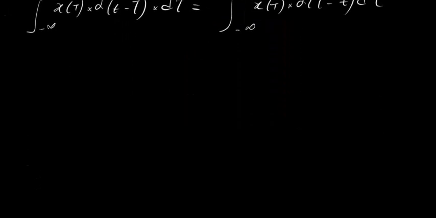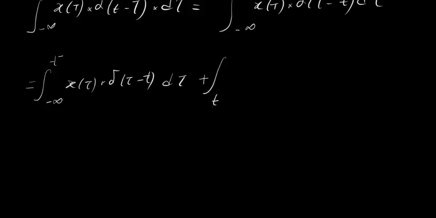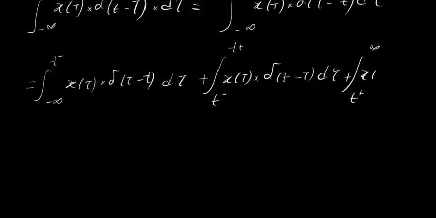All right, and that integral is the integral from minus infinity to just to the left of t of x of tau delta of tau minus t, or t minus tau, it doesn't really matter, d tau, plus the integral from just to the left of t to just to the right of t of x of tau delta of t minus tau, or tau minus t, wouldn't really matter, plus the integral from just to the right of t to infinity of x of tau delta of t minus tau d tau.